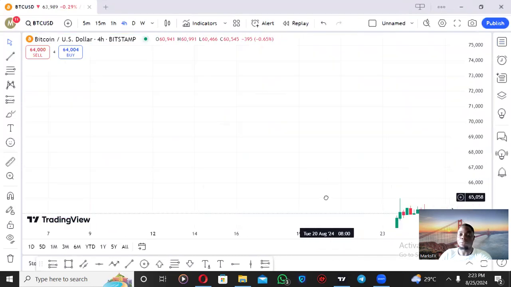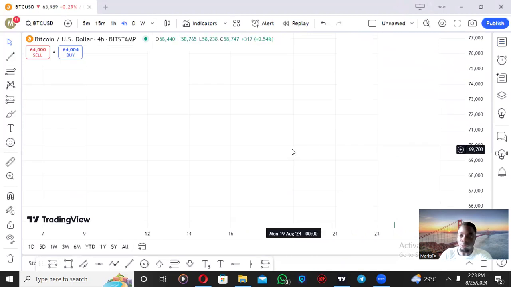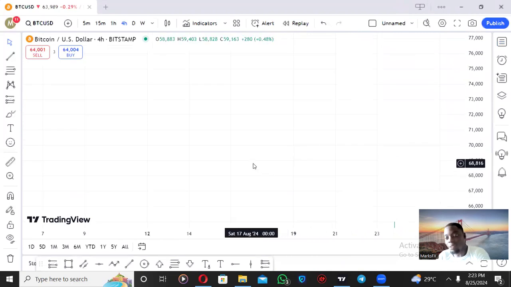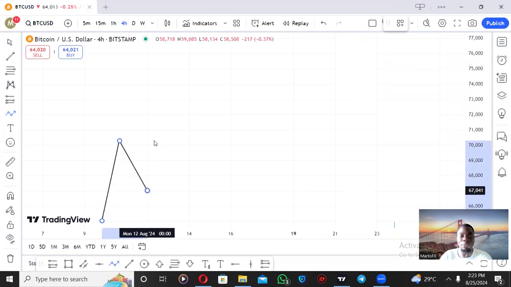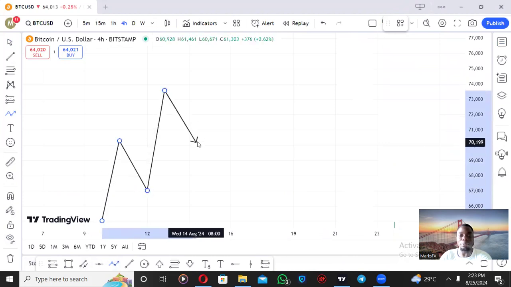So before I go to the chart, let me show you what I mean by market structure. Now, the basic form of market structure is price making lower highs and lower lows in a downtrend, then in an uptrend, higher highs and higher lows. So you have price pushing up this way. This is a typical example of an uptrend, right?